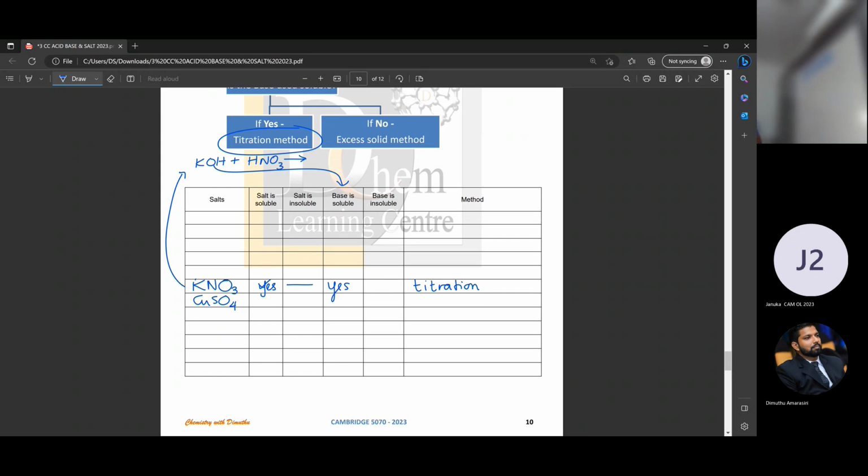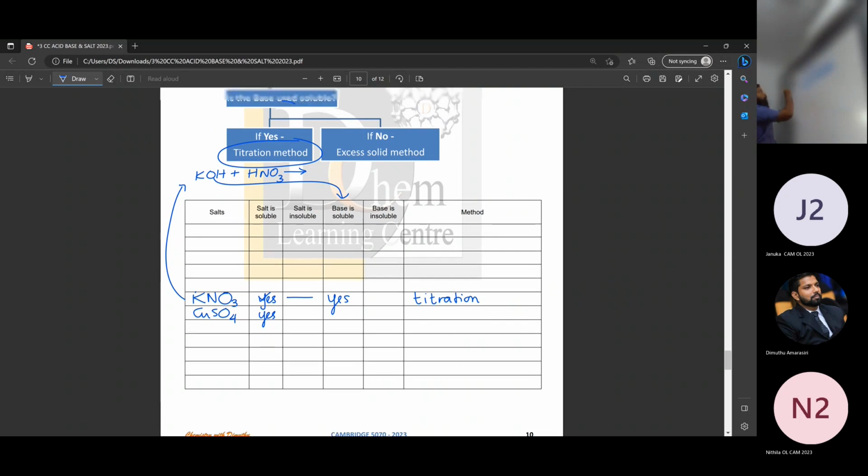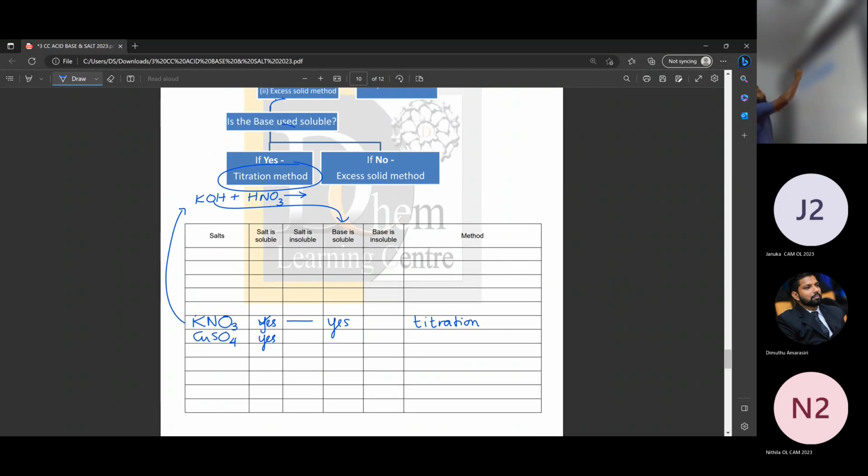Now here you have to look at the sulfate solubility rule. Sulfates are soluble or insoluble? They are soluble except for lead and barium. So this is the normal sulfate, which is soluble. So this is yes, soluble. Then again it is coming through this pathway. Then you have to ask the question, is the base soluble? So you need to think about some reactions of copper sulfate.